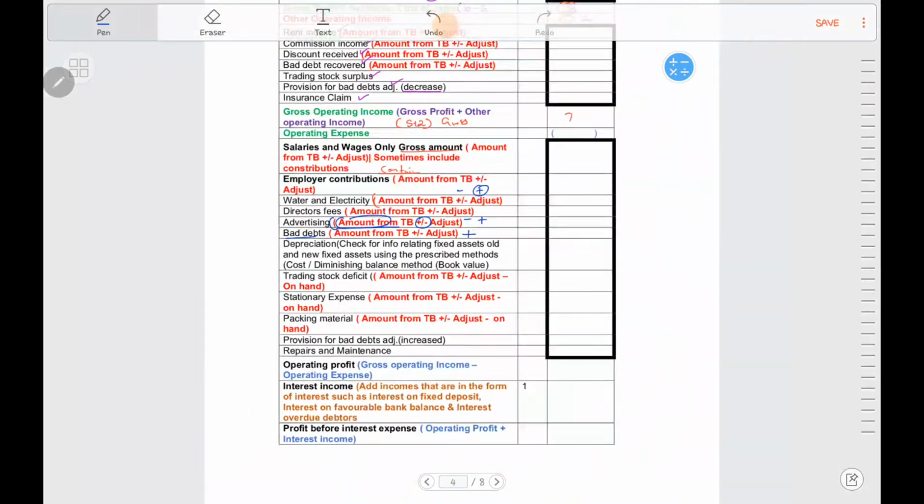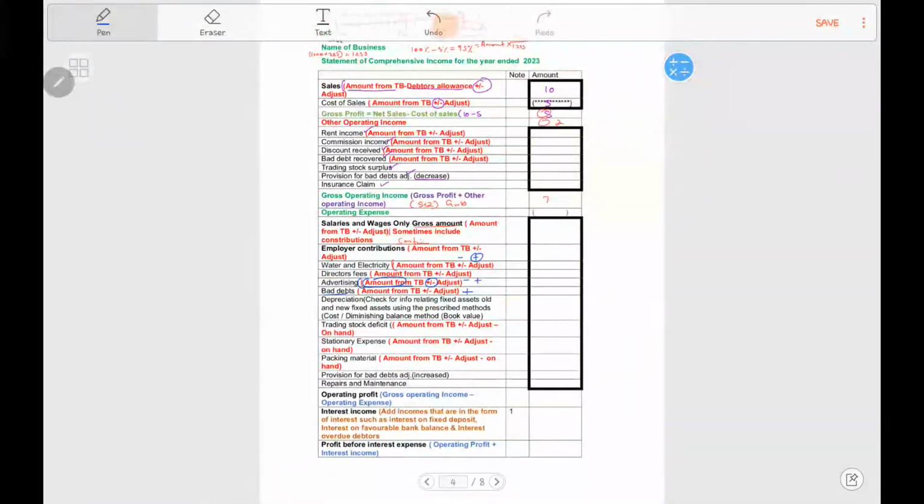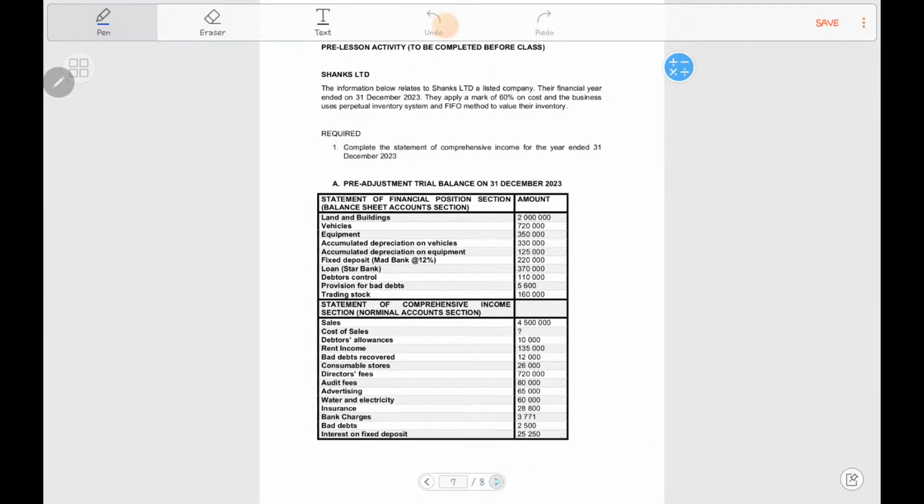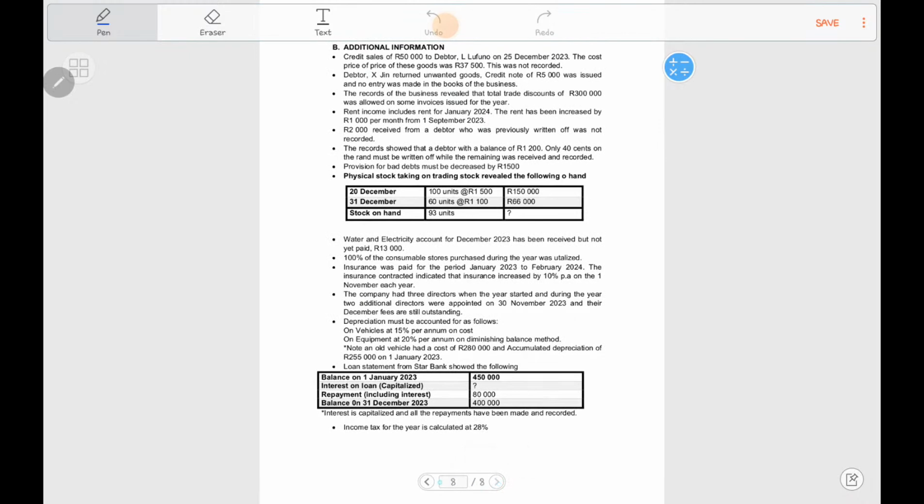In terms of director's fees, I just want us to use this space here for director's fees. Oh, I'm out of space.